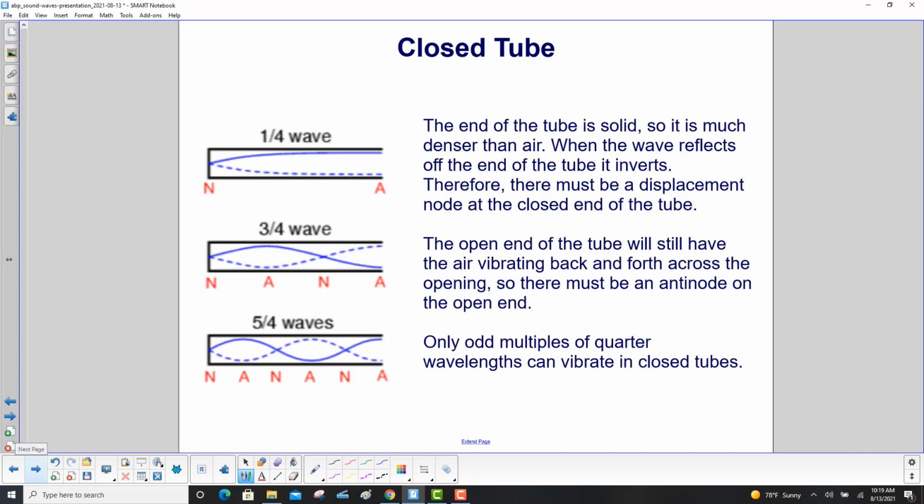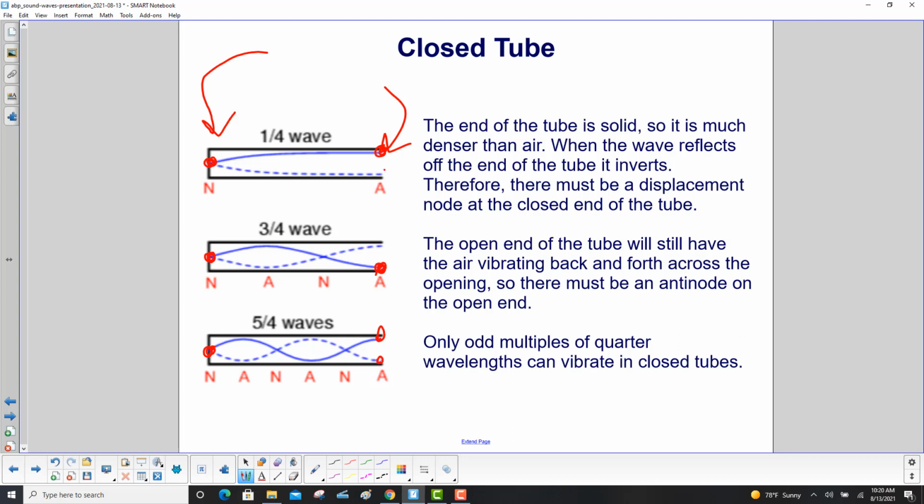Now let's look at a closed tube. The end of the tube here is solid, so it is much denser than air. When the wave reflects off the end of that tube, it inverts. Therefore, there must be a displacement node at the closed end of the tube. And there you have it. The open end of the tube, over here, will still have the air vibrating back and forth across the opening, so there must be an antinode at the open end. And there's your antinode.